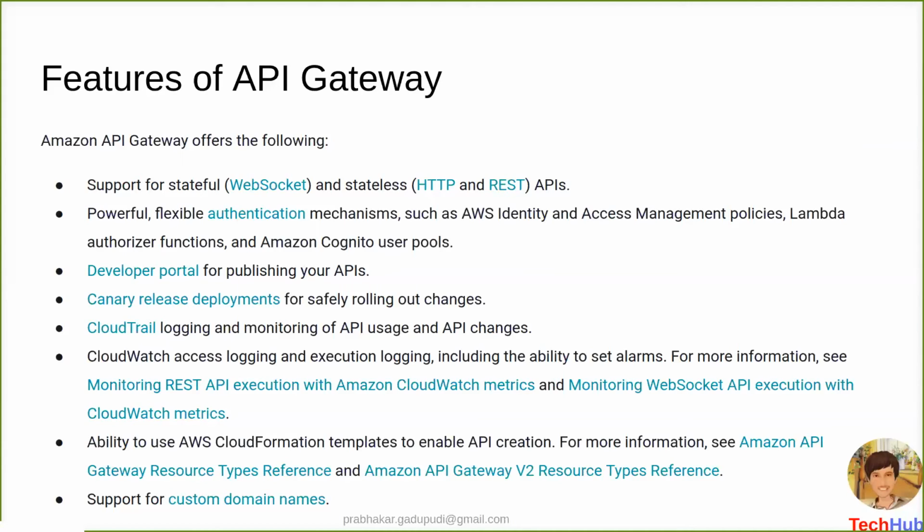And CloudTrail for logging and monitoring purposes, so how your APIs are being accessed and how the API changes are happening. And these logs, we can use for alarm purposes, so that at any point of time, if too many people are accessing your APIs, we can create alarms, and based on these alarms, we can generate different kinds of CloudWatch metrics.